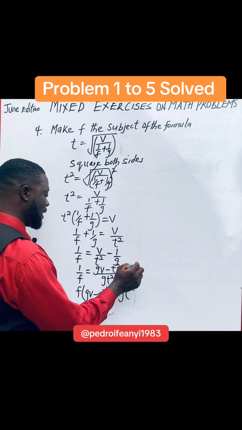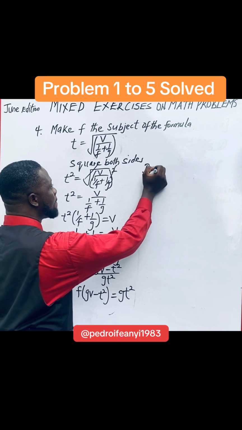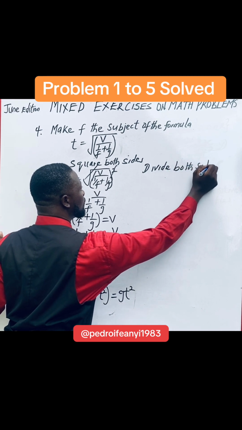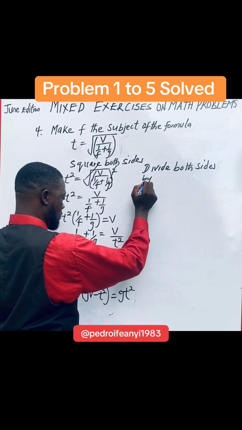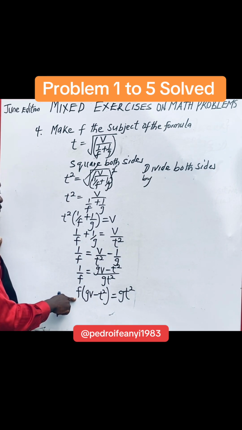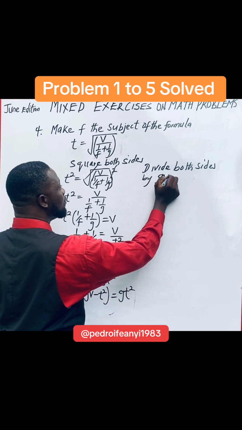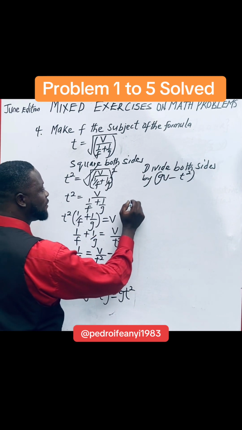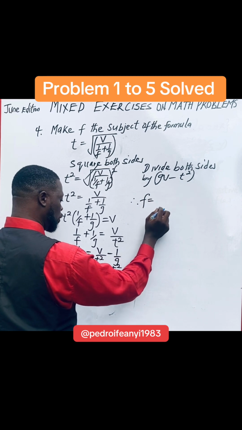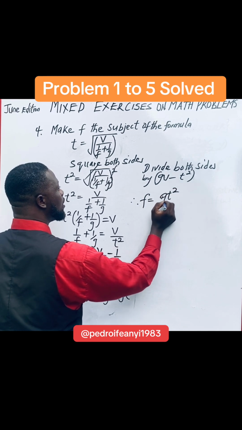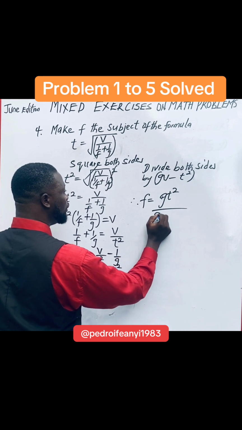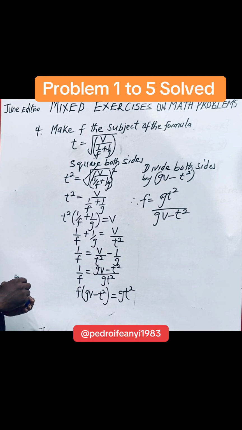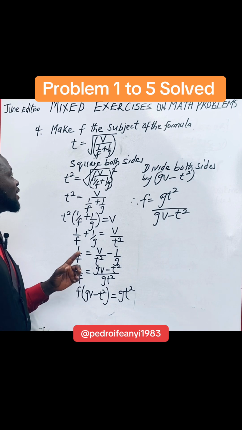So what we do next is divide both sides by what is attached to the f? Gv minus t squared. So if you divide both sides, you have therefore that f is equal to gt squared all over gv minus t squared. Very easy one. All right, so that is number 4.